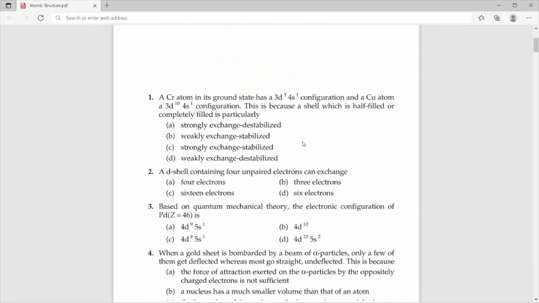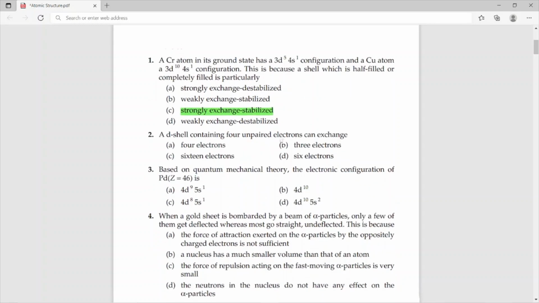The first question is: a chromium atom in its ground state has a 3d5 4s1 configuration and a copper atom has a 3d10 4s1 configuration. This is because a shell which is half filled or completely filled is strongly exchange stabilized. So we know that chromium and copper have strongly exchange stabilized configurations, which is why they have 3d5 4s1 instead of 3d4 4s2. This is a very important question.